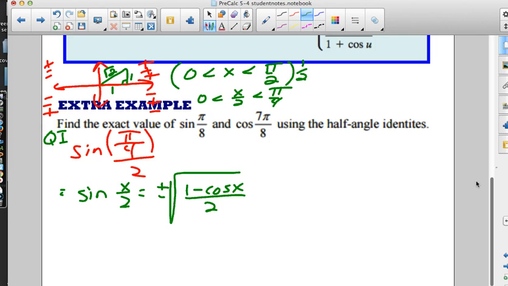This is the half angle identities. We want to know if you cut these angles in half, where they're going to land. You could also divide everything by 2. It'll give you the same stuff.